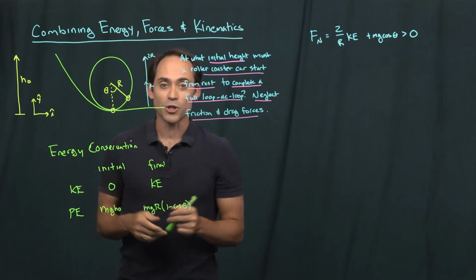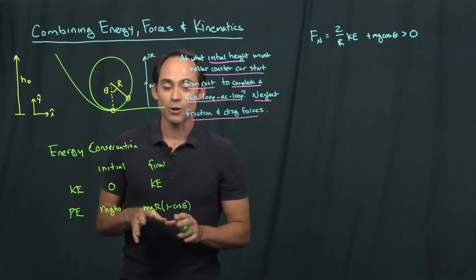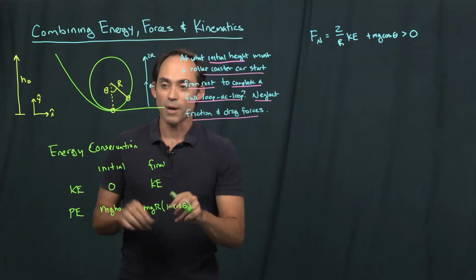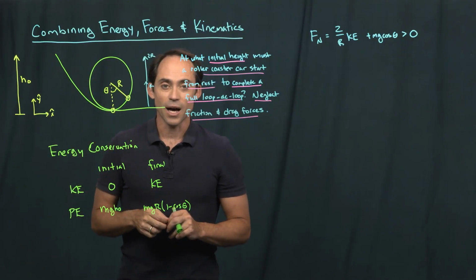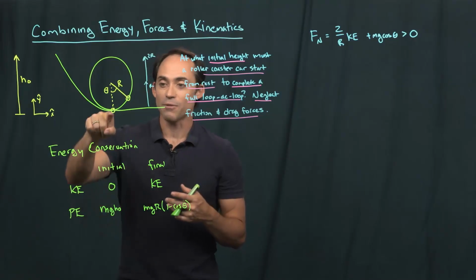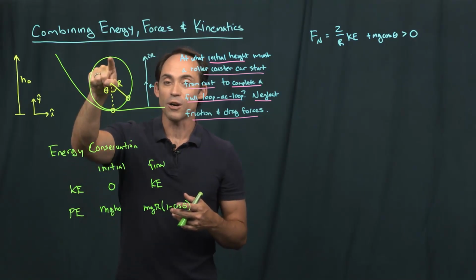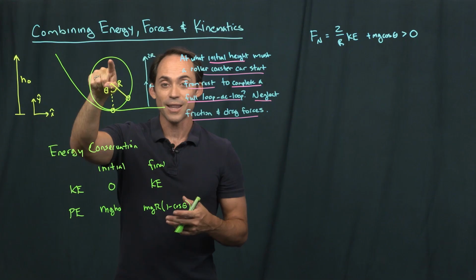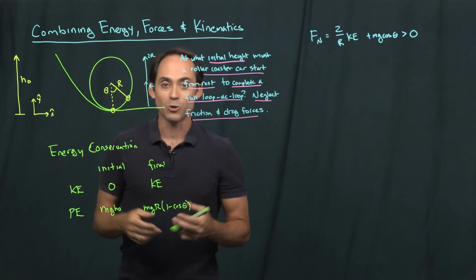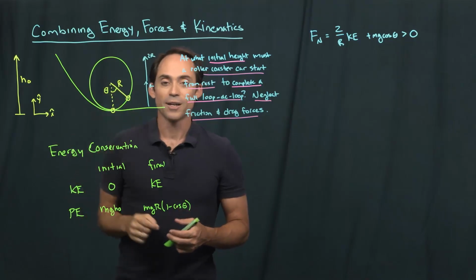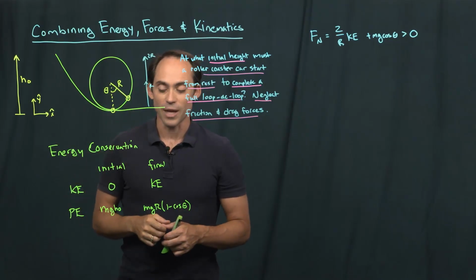Now, let's double check that. When theta is equal to 0, cosine of theta is 1. 1 minus 1 is 0, and so that's exactly where we are when we start at the bottom of the circle. If we're looking at the top, cosine of theta now is cosine of 180 degrees, or cosine of pi. That's minus 1. So we've got 1 minus minus 1. That's 2 mg times 2r is the potential energy that we're looking for in that case.